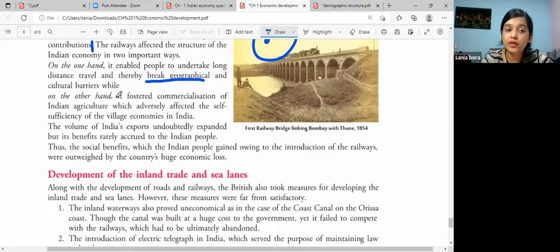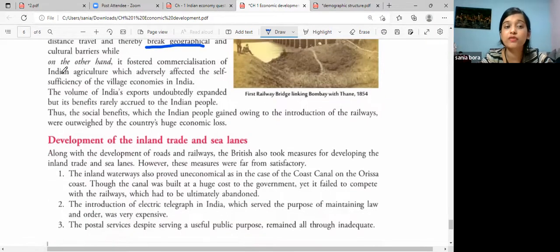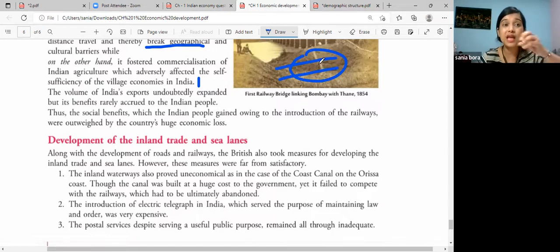And second, on the other hand, it fostered commercialization of Indian agriculture, which adversely affected the self-sufficiency of village economies in India. So what happened? If you want to construct railway, you need to clear the land, right? Now agriculture land was being cleared to construct railway stations and railway tracks, and deforestation happened. Forests were being cut down because in order to construct the railways, you need raw material, plus you need to clear out all the forests in order to lay down the railway tracks and all that.